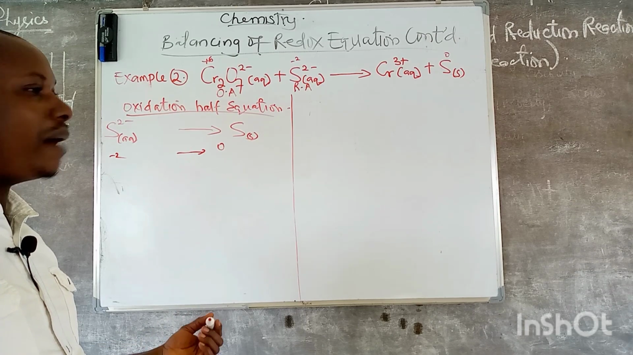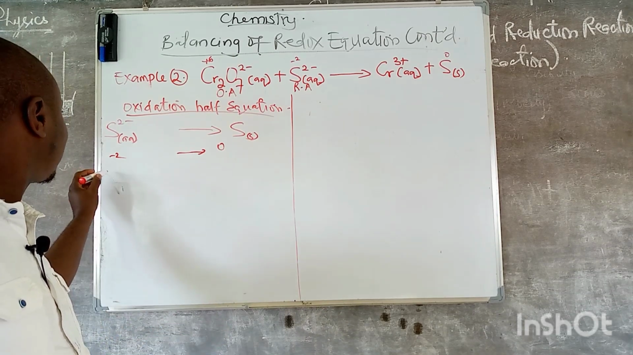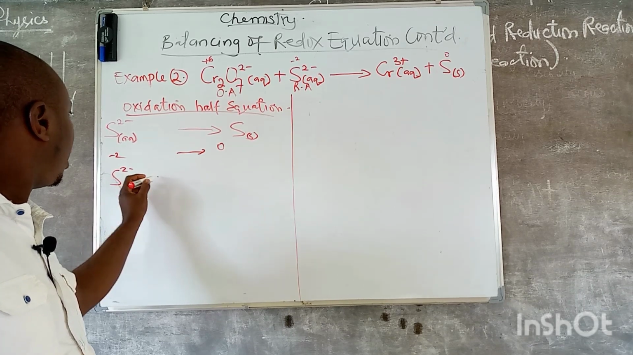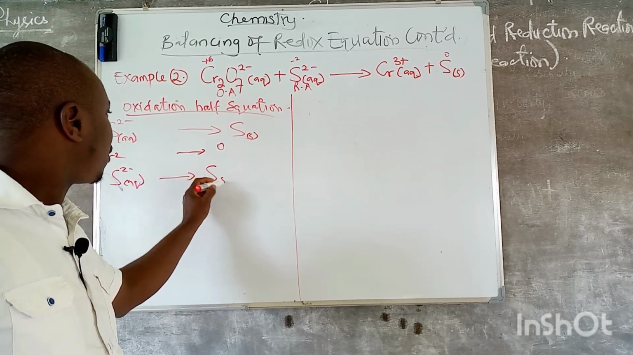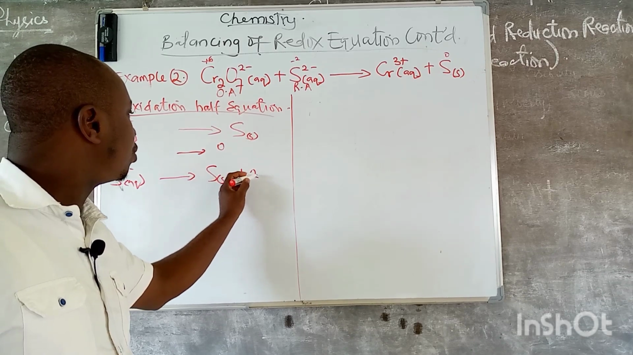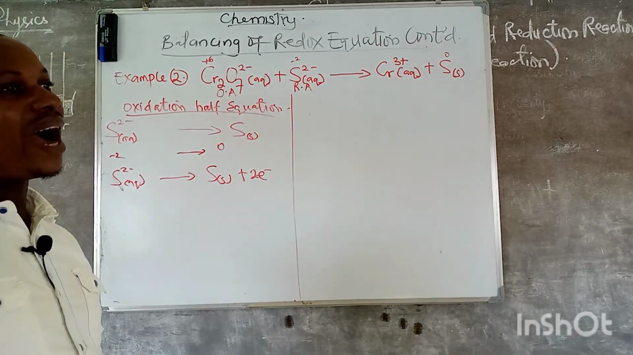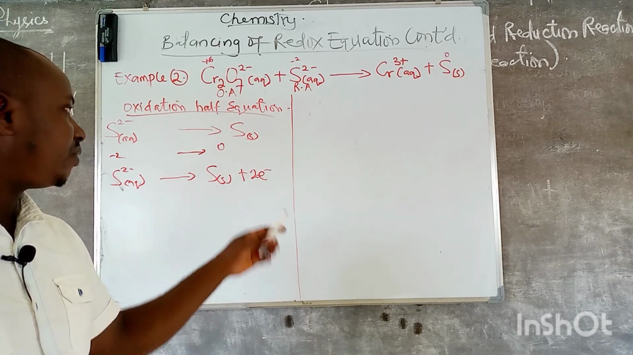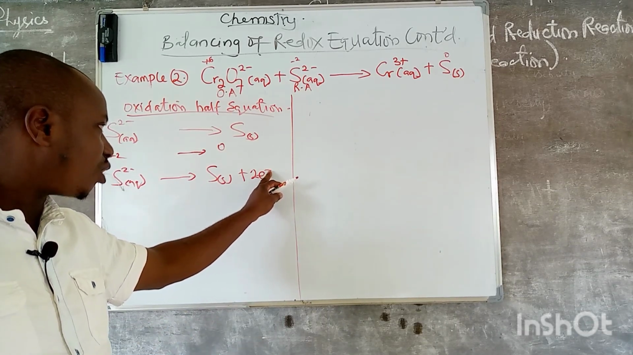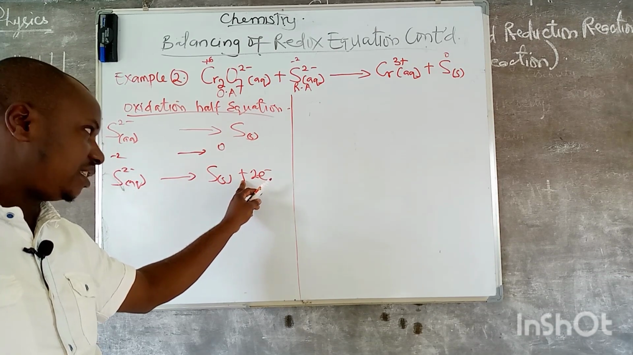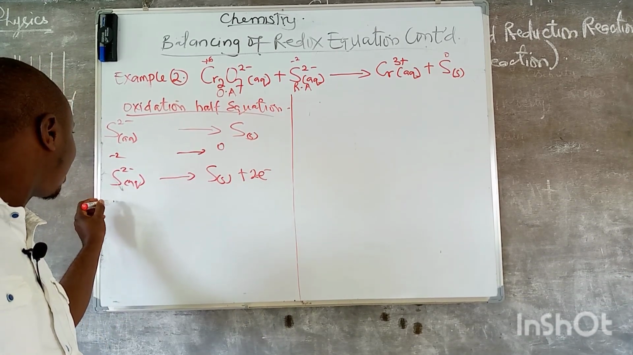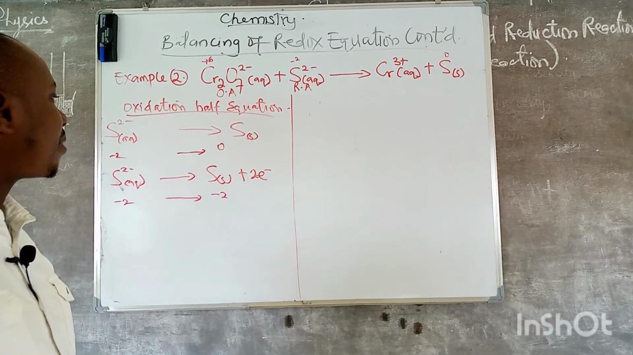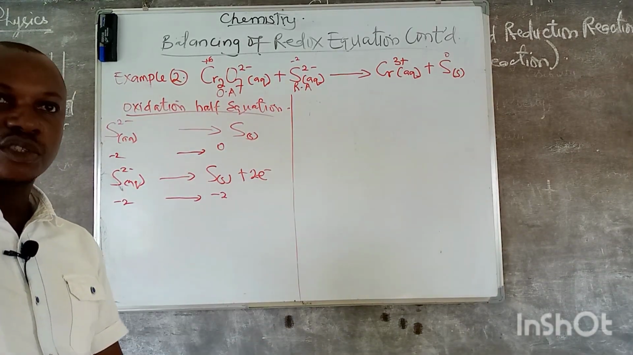What do you do to balance it? Just like I have said, sulfur, aqueous, sulfur solid, I have added 2 electrons. Don't forget that when you are adding 2 electrons, it's actually minus because electron is negatively charged. This minus on top of the electron will always cancel positive. So the number of charges now remain -2, and here is -2. The number of charge is balanced. Number of atom is balanced.